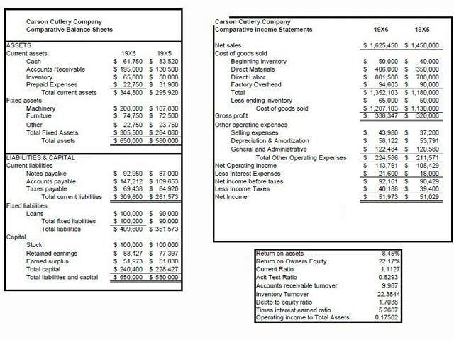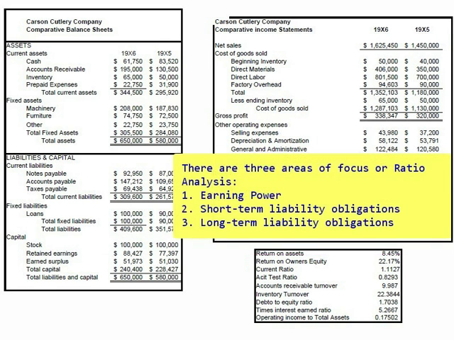And this is one of the three areas that ratio analysis focuses on. It's the earning power. These two measures are about earning power.